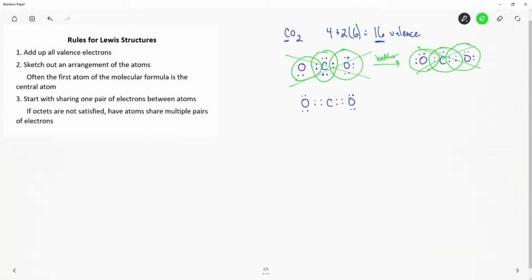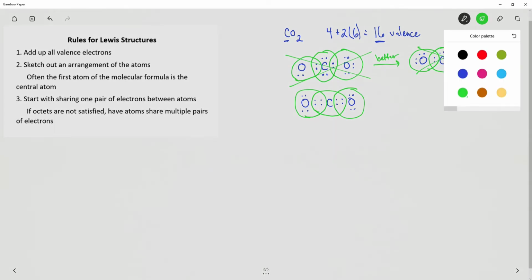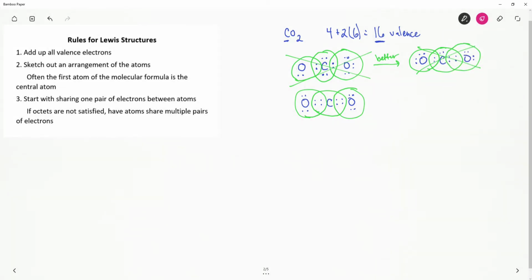Let's see if octets are satisfied. Okay, so this carbon, 2, 4, 6, 8, yes. This oxygen, 2, 4, 6, 8, great. And this oxygen, 2, 4, 6, 8. Okay, so each atom has 8 valence electrons. The octet is satisfied. This is my valid Lewis structure. Now let's write it a little prettier without these circles. And I'm also going to convert to writing bonds.